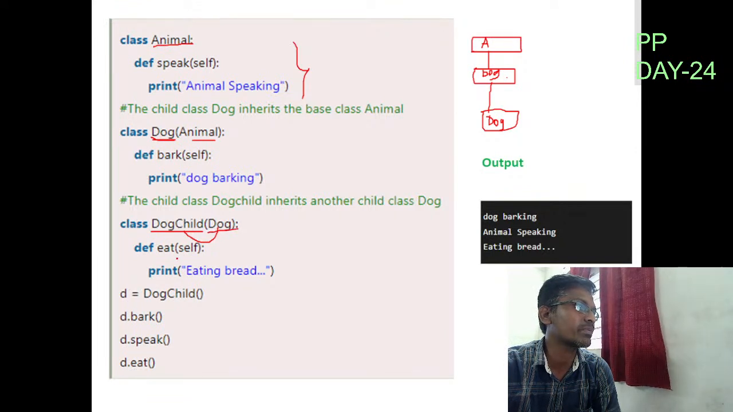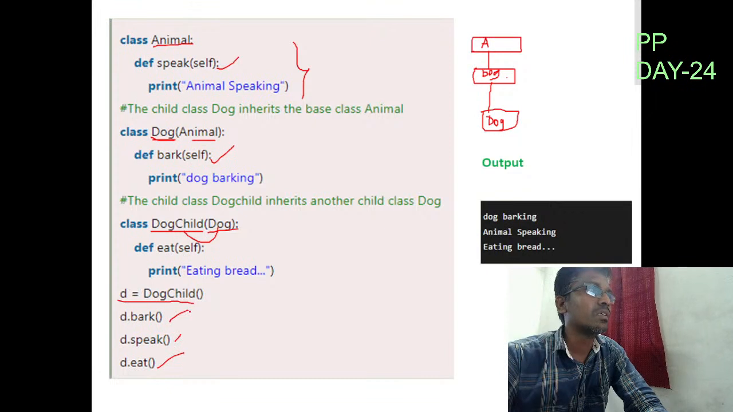So that's why I'm writing dog here, and I'm going to create an object for the last class, that is dog child. By using that object I can access the functions or methods in the previous classes, like the animal class or dog class, and also the functions in dog child.